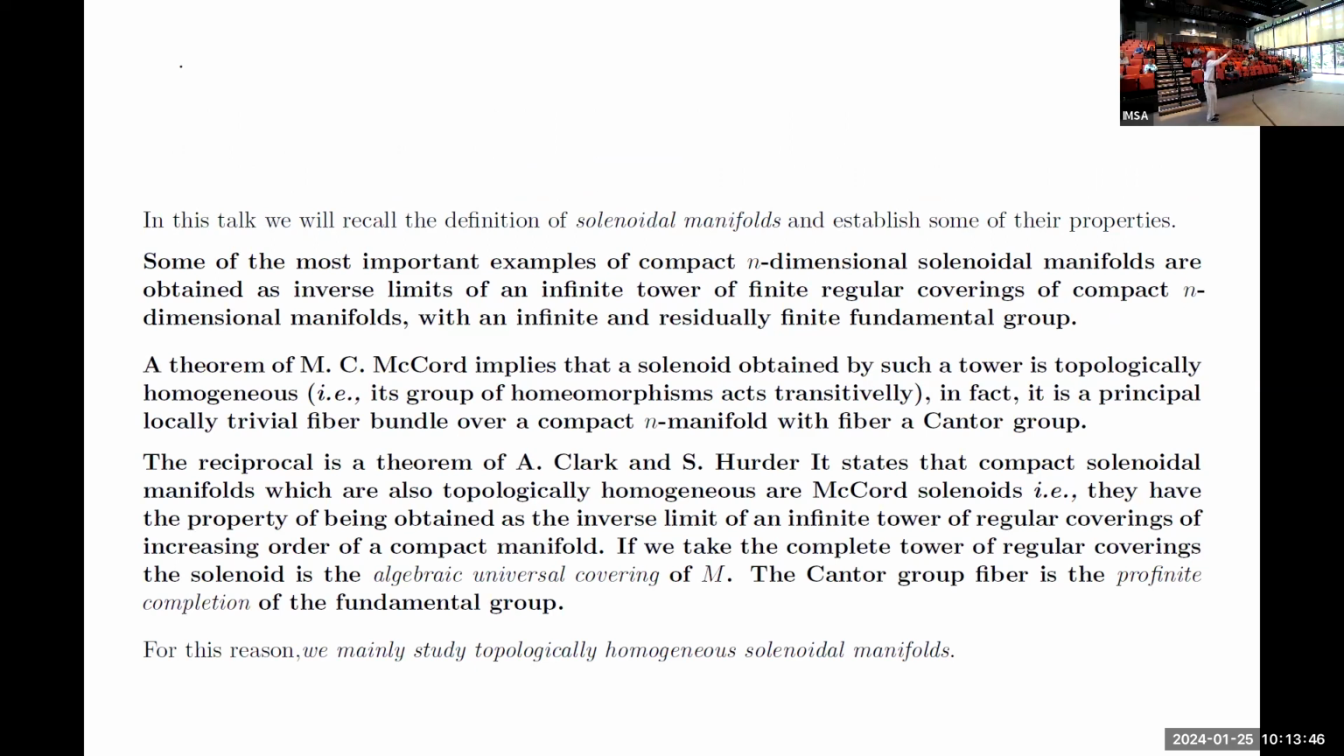Okay, so the theorem says that the reciprocal is that a solenoidal manifold that is topologically homogeneous is actually obtained as an infinite tower of regular covers. And in fact, the Cantor group is the profinite completion of the fundamental group, which is a very important thing if you want an algebraic fundamental group. And for this reason, in this talk, I will write G for the modular group.